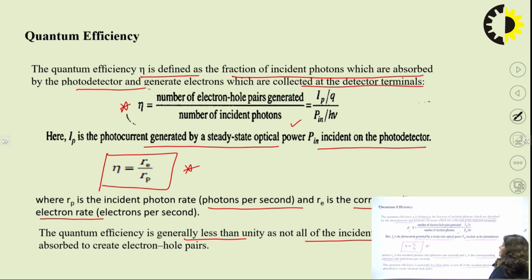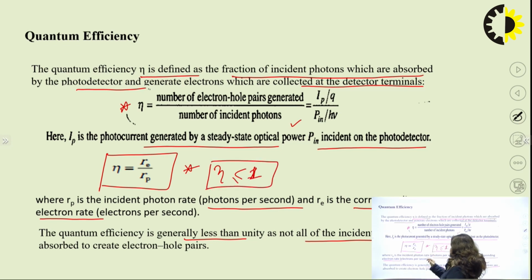So the quantum efficiency is generally less than unity. Obviously not all of the incident photons are converted into an electrical signal or electron hole pair generation. So obviously eta must be less than or equal to 1. Normally it is less than unity.